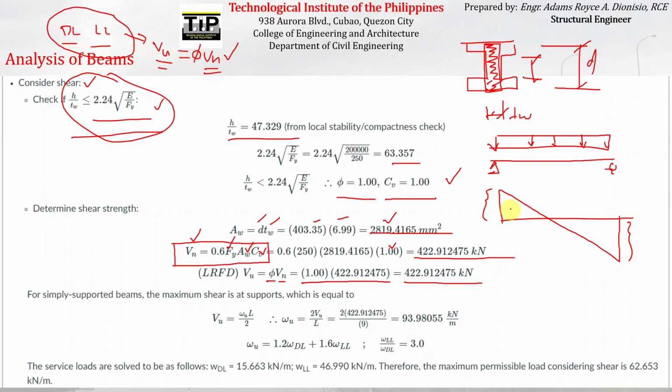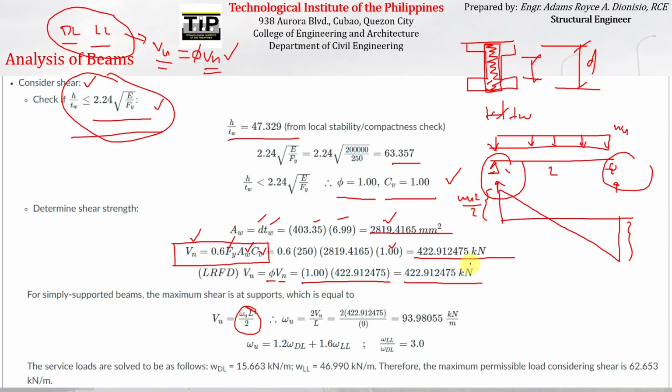Okay, which is equal to, if we try to compute that magnitude of shear force in terms of WU, if this is L, what are the corresponding reactions here? The corresponding reaction there is equal to WL divided by 2, because the load here will just be distributed equally on this support and on this support. So the shear force here is just equal to WL over 2, which is equal to this.